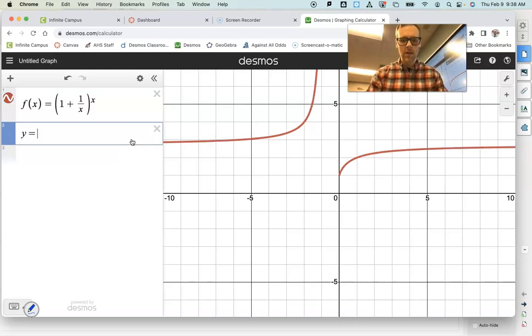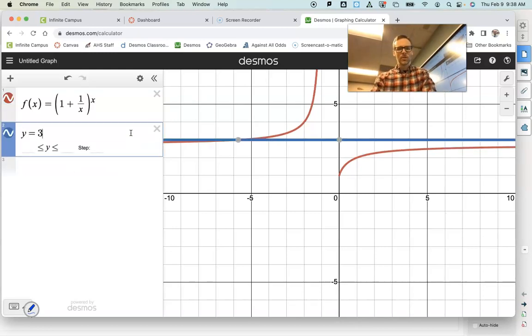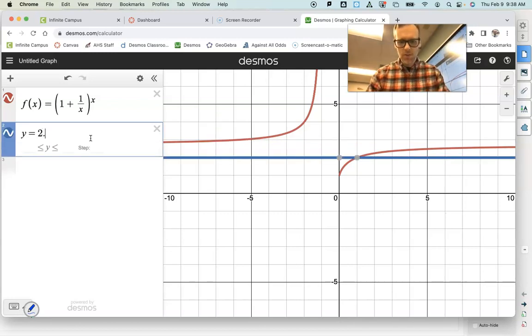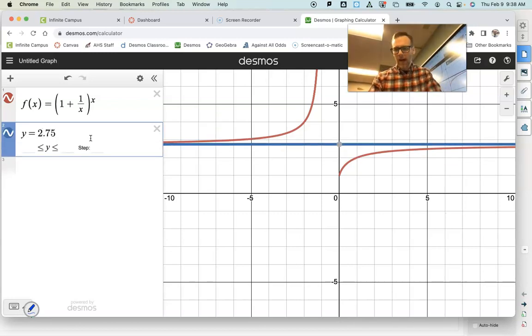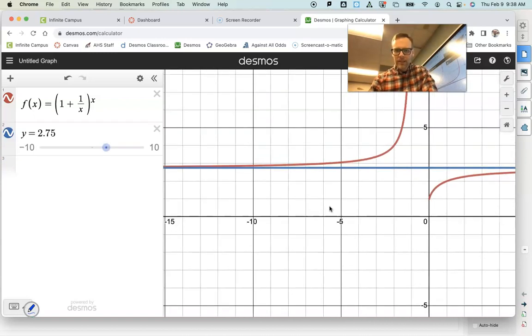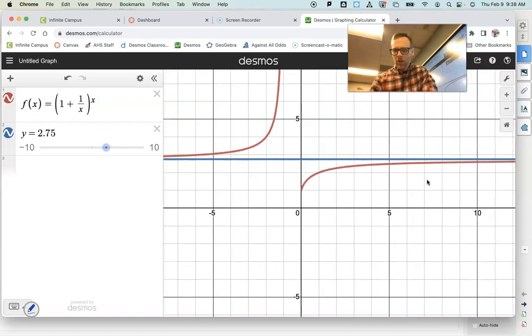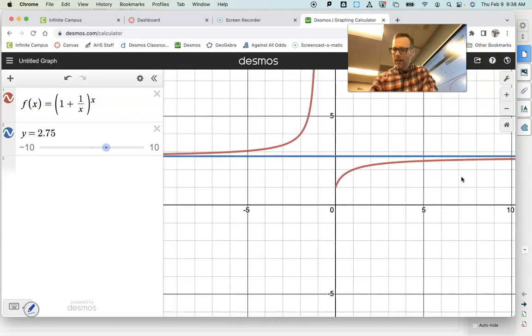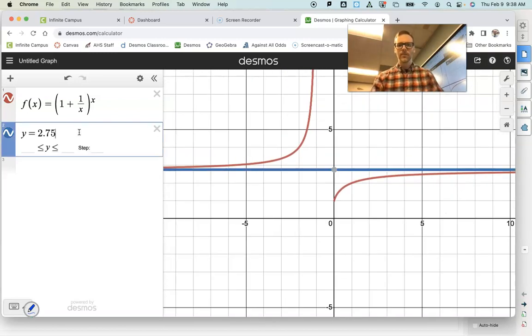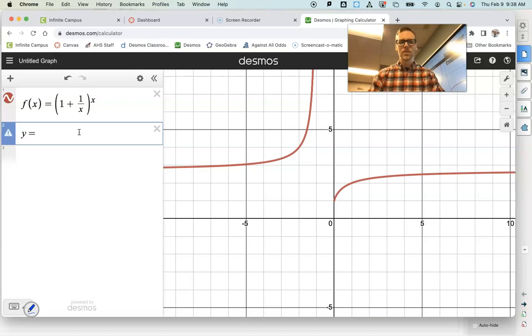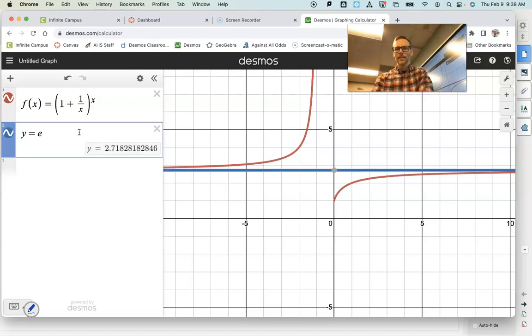Do you spot a horizontal asymptote? Where is it? Is it at y equals 3? No, not y equals 3. That's too high, isn't it? It's crossing over there. Is it at y equals 2.75? Well, that looks close. Hey, not quite 2.75, though. It's at y equals e.